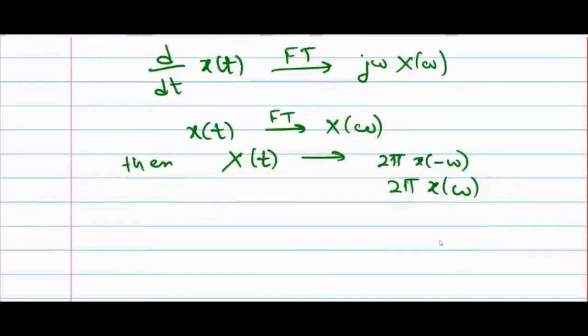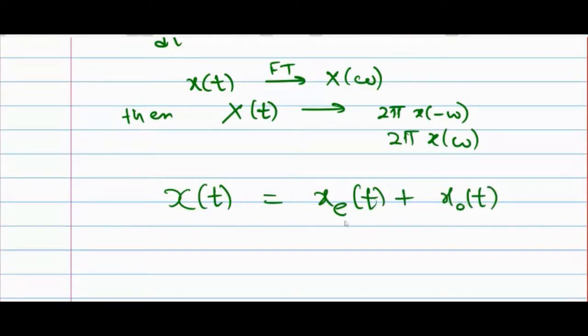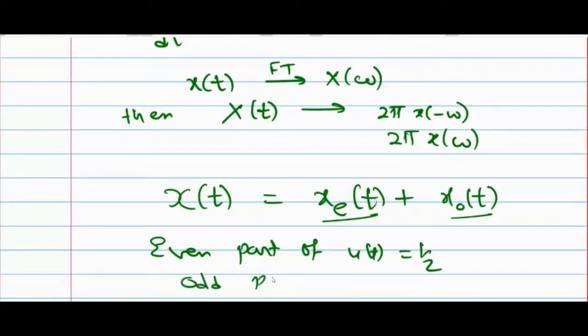Then any signal is made up of an even part and an odd part. That means any signal x of t has an even part plus an odd part. Even though the signal is neither even nor odd, that signal has some even part and some odd part. Then for the unit step signal, the even part of the unit step is 1 by 2. The odd part of the unit step is 1 by 2 signum t.